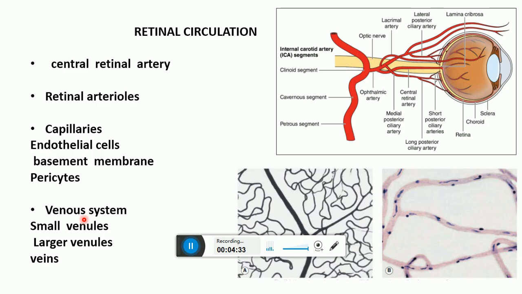Then comes the venous system. Retinal venules and veins drain blood from the capillaries. The small venules are larger than capillaries but have a similar structure. The larger venules contain smooth muscle and merge to form veins. The veins contain a small amount of smooth muscle and elastic tissue in their walls and are relatively distensible. Their diameter gradually enlarges as they pass posteriorly toward the central retinal vein.